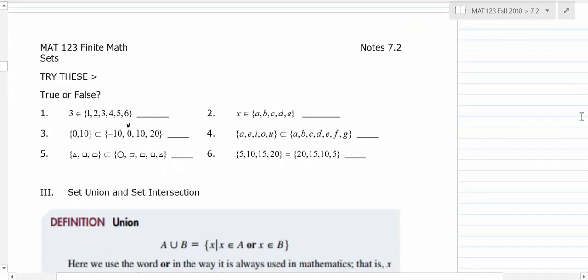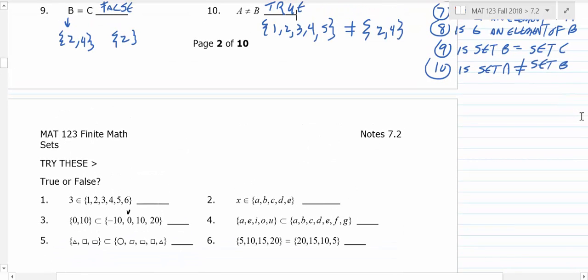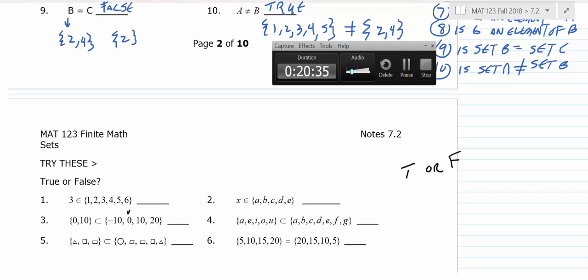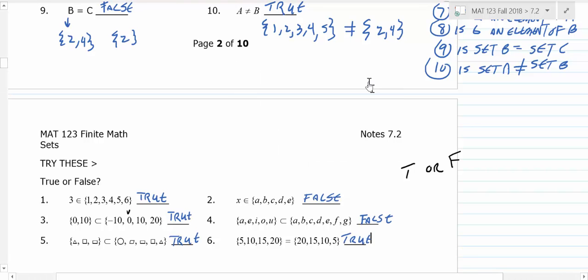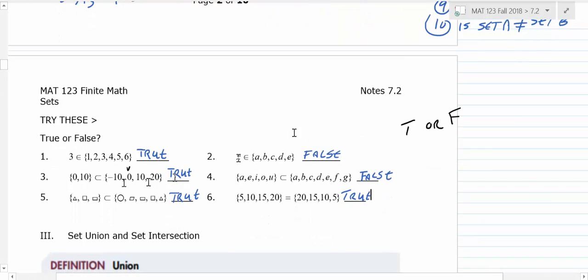I'm going to let you work here a little bit and just see if you can answer these questions as true or false. I'm going to pause the video for a minute and let you try, and when you're ready to check and see if you get what I get, just resume and see if you're on the right track. Okay, so here's the answers you should have got. And then I'll talk about what they are.